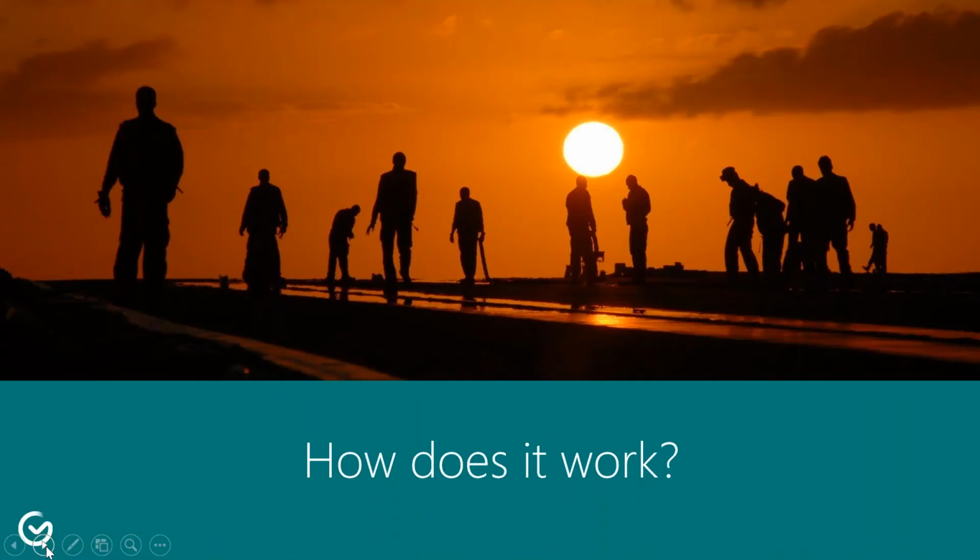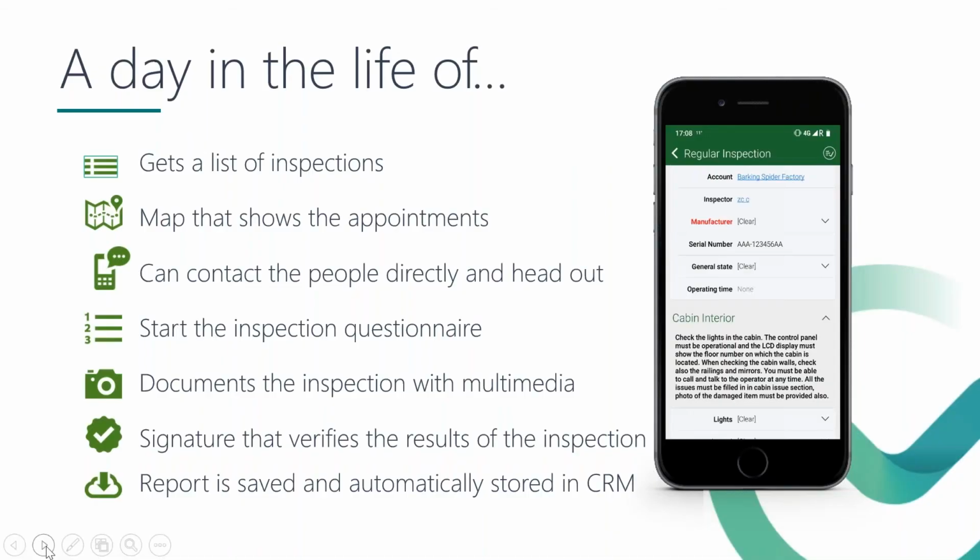Okay, so how does this work? Here's an example, basically a day in the life of an inspector or somebody who would use inspections. I will be doing a demo today about lift inspection, so elevators. If I'm doing an inspection, I wake up in the morning, I'm the inspector, and I want to know what I need to do today, so I open up the list of my inspections. I get the map where I see my appointments, where I need to go, and how much time it will take me to get there. Then I can contact the people directly and head out. I can tell them if I'm running late, or I can tell them I'm just around the corner and I'll be there in a couple of minutes.